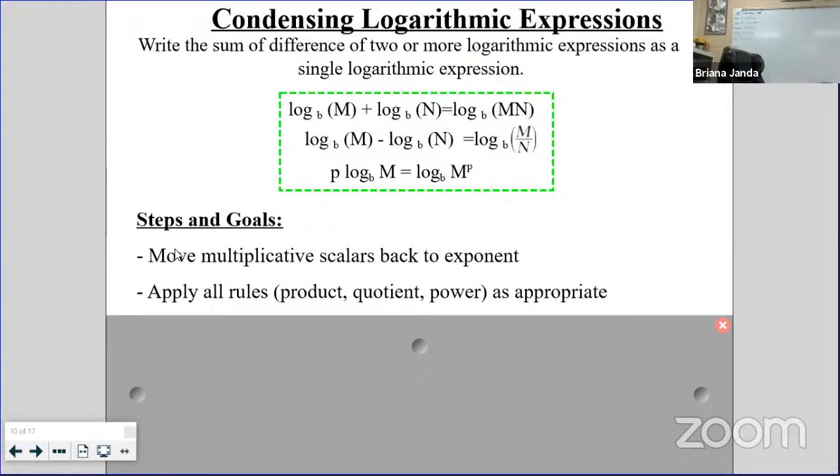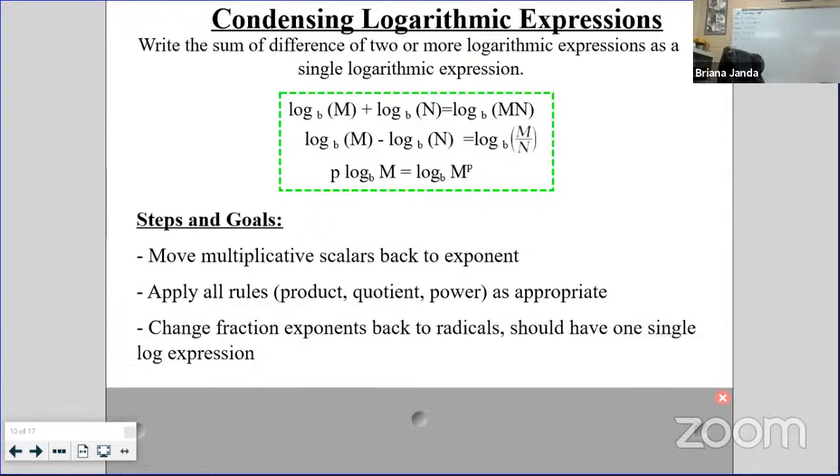And the last thing I will ensure to make sure that I am done is that we have rewritten all fraction exponents as radicals, and you should only have one logarithm when you are done. Log, base, whatever, and only one of them.